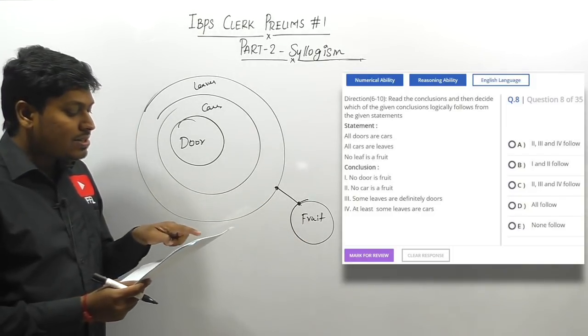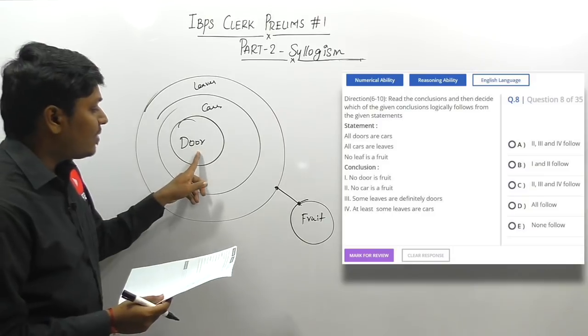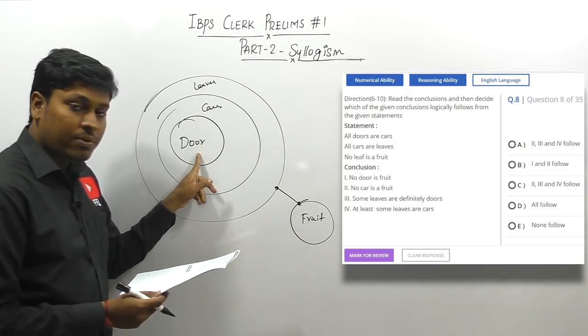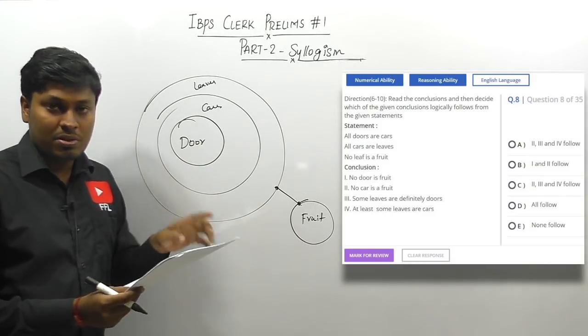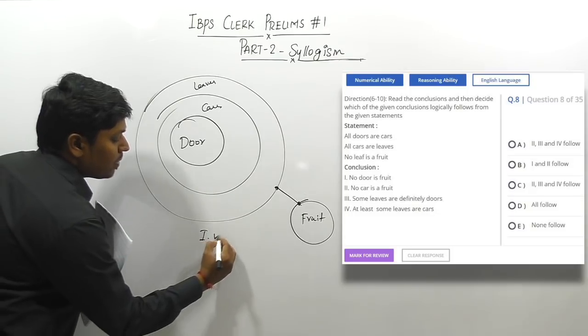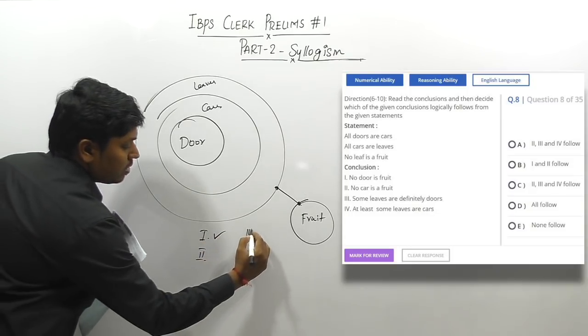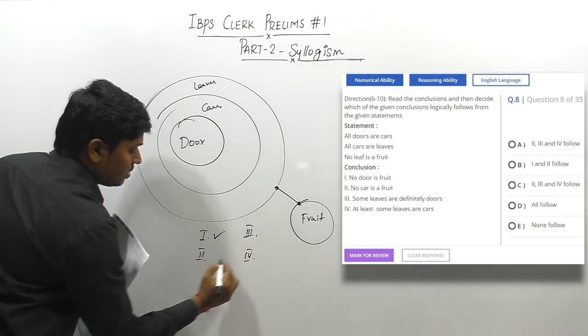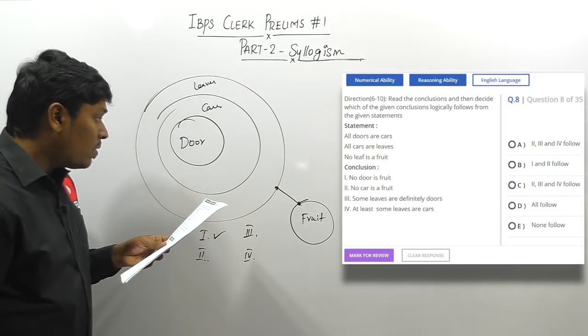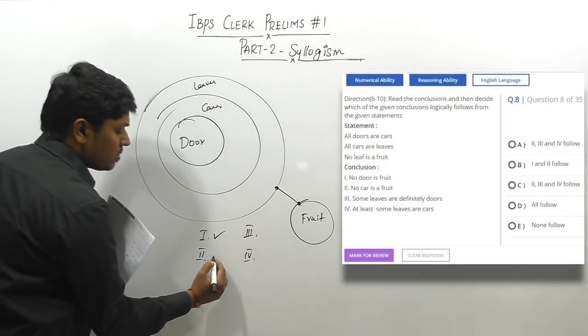Here the conclusion says no door is fruit. Definitely there will not be any connection between door and fruit. So we can say that conclusion number 1 is true. Conclusion number 2 is no car is fruit. Again, no car is fruit is also true, right?